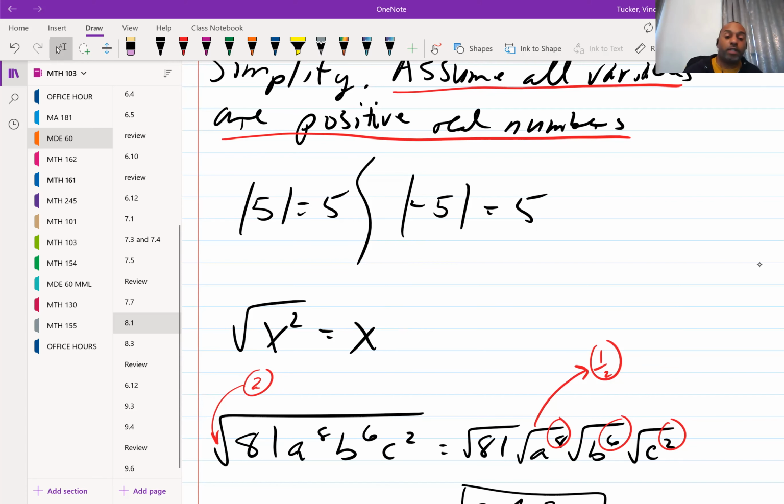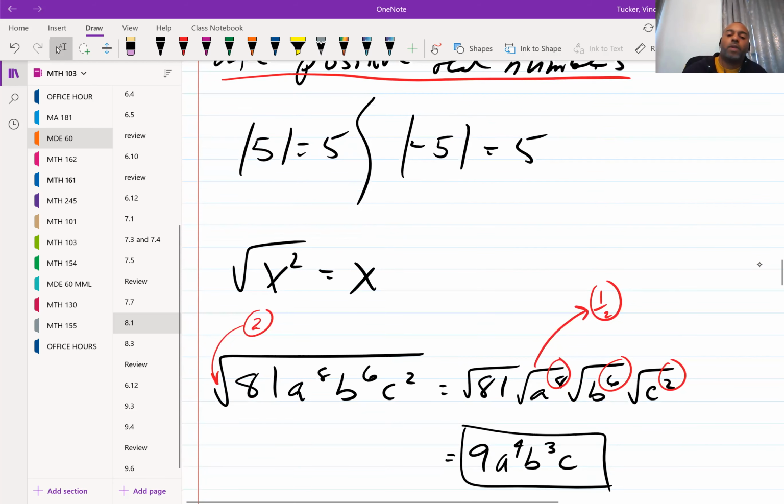So we would take the square root of each one of them individually. Square root of 81 is 9, because 9 times 9 gives me 81. Then when it comes to the exponents, you're going to take half, because remember, the square root represents half as an exponent. You're going to take half of each one of your variables. So that's going to be 4, 3, and then 1 for my variables, A, B, and C. Questions on what we did there to simplify?